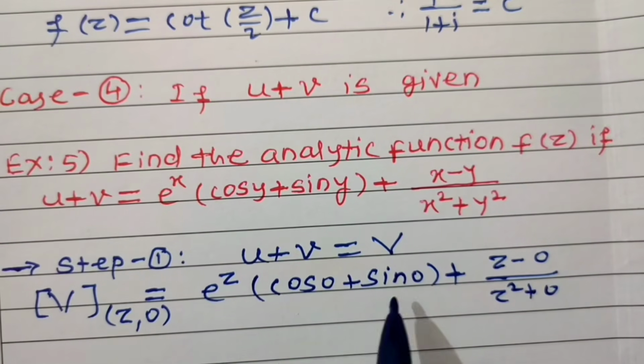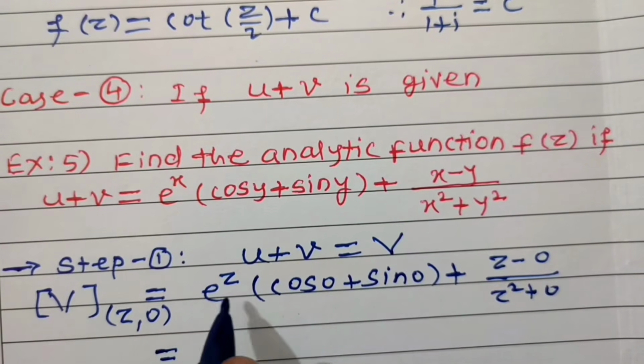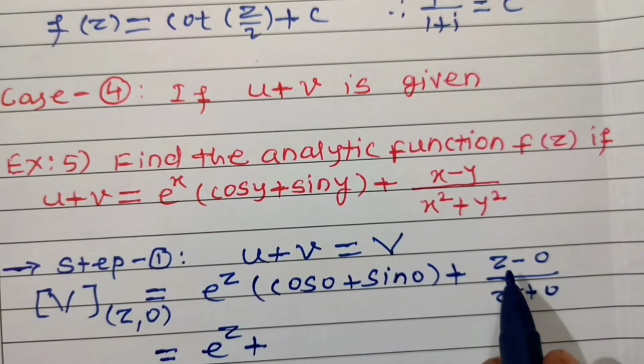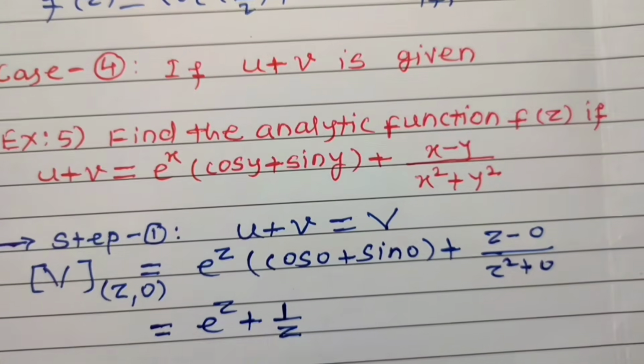Cos 0 is 1, sine 0 is 0. So v at z comma 0 is given by e to the power z into 1, which is e to the power z, plus z upon z square, that is 1 upon z. This is v at z comma 0.